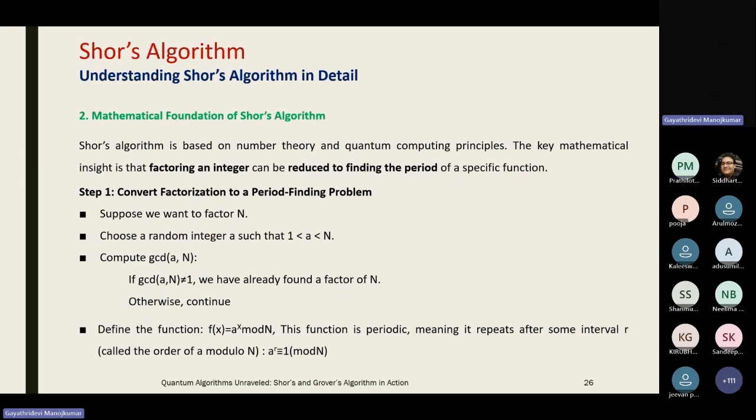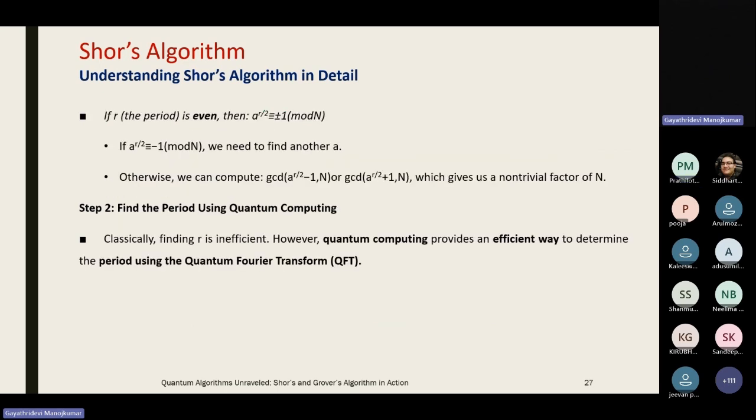That is the period. It means how many steps we take before the values repeat under the mod. For example, if the period r is even, then we compute a to the power r by 2 plus or minus 1 mod N. That is, we compute the GCD of a to the power r by 2 minus 1 and also a to the power r by 2 plus 1, in order to get a non-trivial factor.